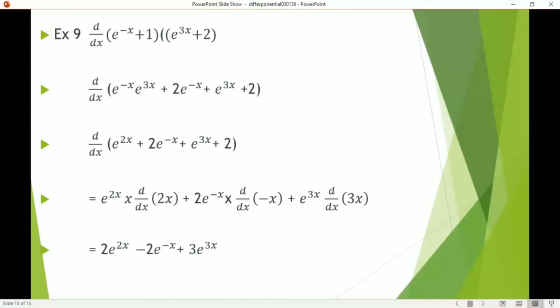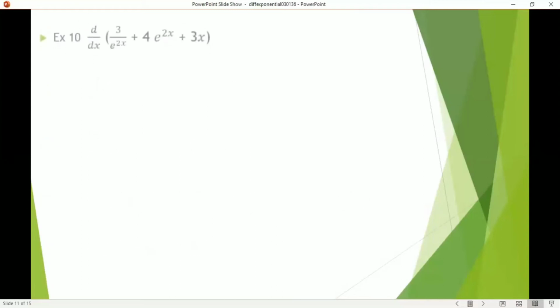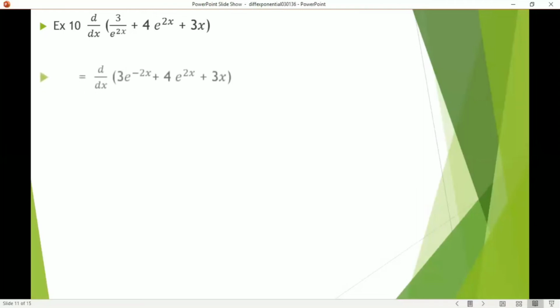Next example. So here we have to differentiate 3 upon e to the power of 2x plus 4 e to the power of 2x plus 3x. The rule of differentiation says no differentiation on the denominator, so we have to rearrange the term. Now 3 upon e to the power of 2x can be written as 3 e to the power of minus 2x. Now we are ready for differentiation.